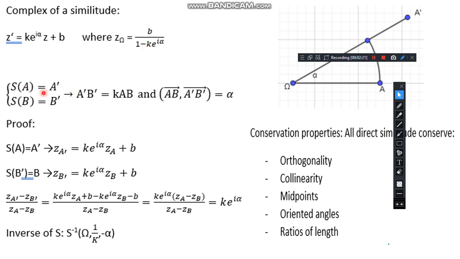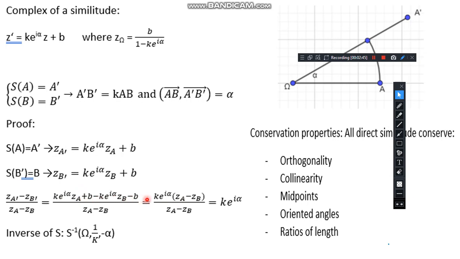Now I want to prove that if you have s of a equals a prime and s of b equals b prime, then a prime b prime equals k times ab, and the angle between ab and a prime b prime equals alpha. So if s of a equals a prime, then z a prime equals k e^(iα) z a plus b, and the same for z b prime. If you do this ratio here, you're going to get this expression minus that expression. So b and minus b cancel out.